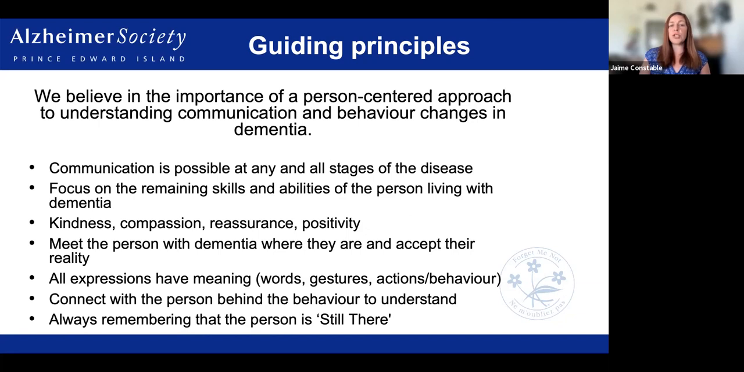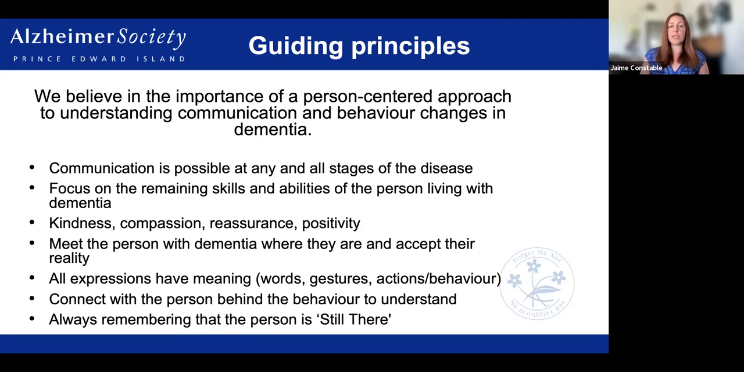Also, the focus should be on the remaining skills and abilities of the person living with dementia. That will change, but it really changes the situation and the context when we're focusing on what remains instead of what is lost. Again, we always want to approach these things with kindness, compassion, reassurance, and positivity, because those things will have an impact on any attempt to support someone who's going through communication or behavior change.